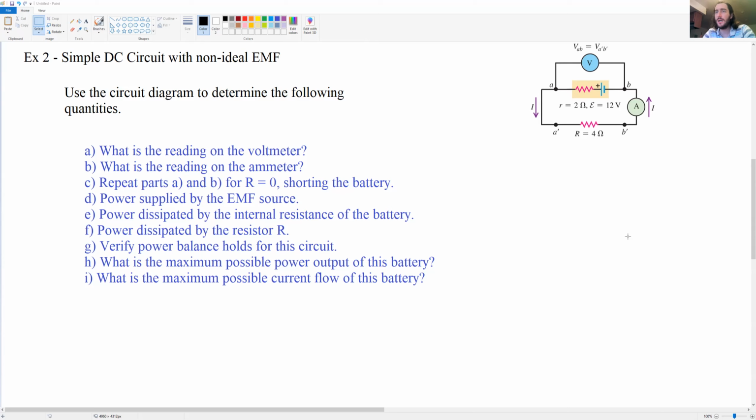Okay, so that's good. So now we know how to do parts A and B. For part C, you're just going to do parts A and B again, but you're going to assume that the capital R, that 4 ohm resistor, is a 0 ohm resistor.